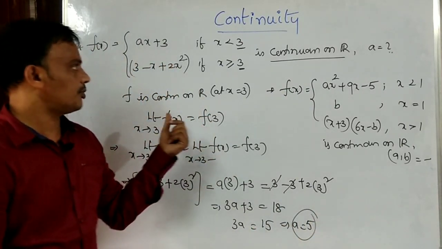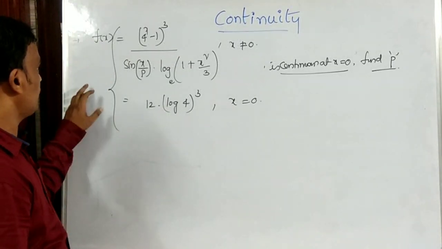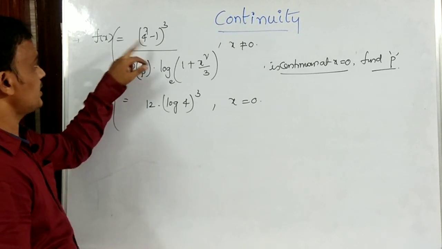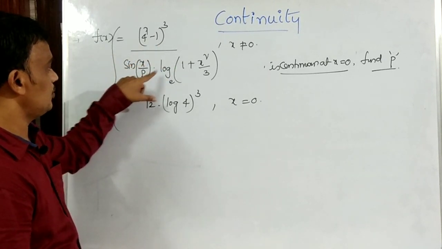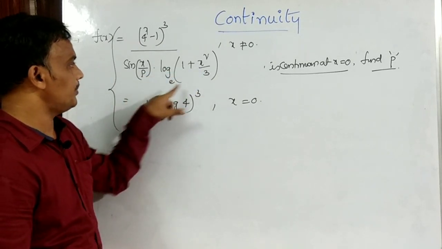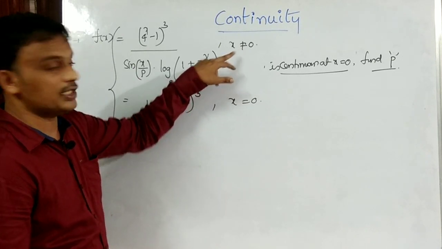That's all. This is the problem. Okay, come on. So coming to one more problem. f of x equals (4^x minus 1) whole cube by sin of (x by p) times the logarithm of (1 plus x square by 3) base e. This is when x not equals to 0, I mean x tends to 0.